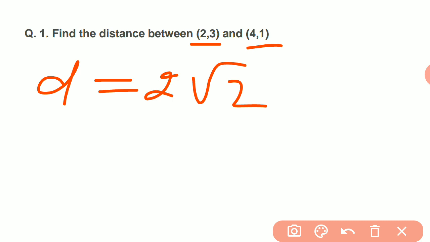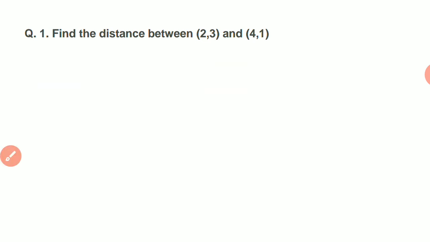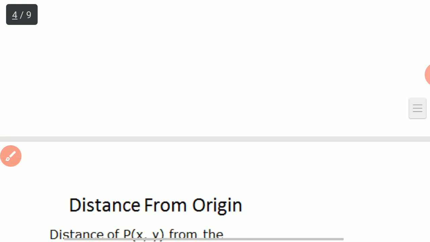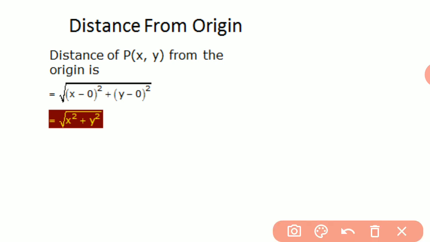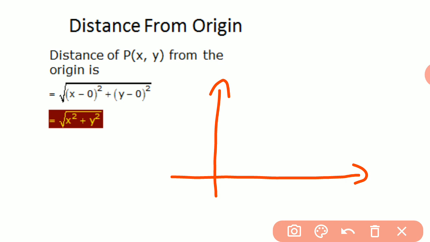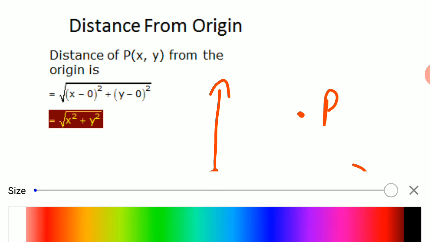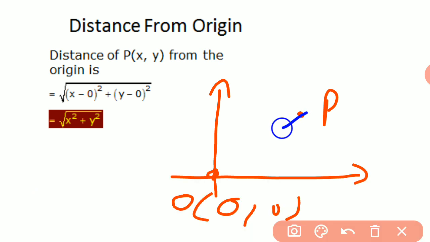Using the distance formula we can solve this. Now find the distance from the origin. Suppose this is the Cartesian plane, this is the x-axis and y-axis, and this point is the origin O. The coordinate of O is 0 0. Suppose here is a point P. Find the distance OP.